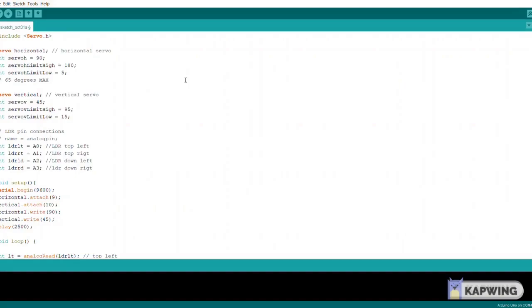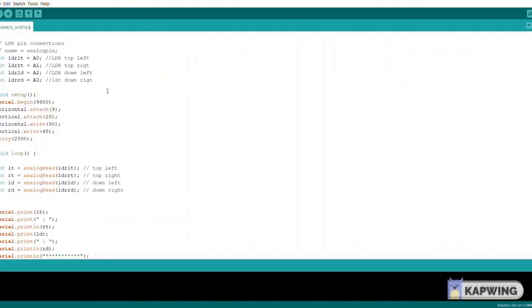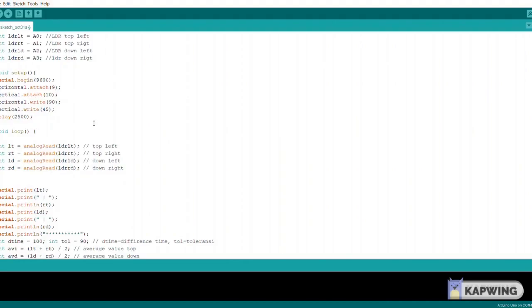#include <Servo.h> is the servo library which we have used. Servo horizontal and servo vertical are the two servo motors which we have used in our model. Servo H and servo V are the initial values. Servo limit high and servo limit low are the highest and the lowest values to which our servo motors will go. We have used 4 analog pins A0, A1, A2 and A3 to get the data from our LDRs, and digital pin 9 and digital pin 10 are used to command our servo motors.